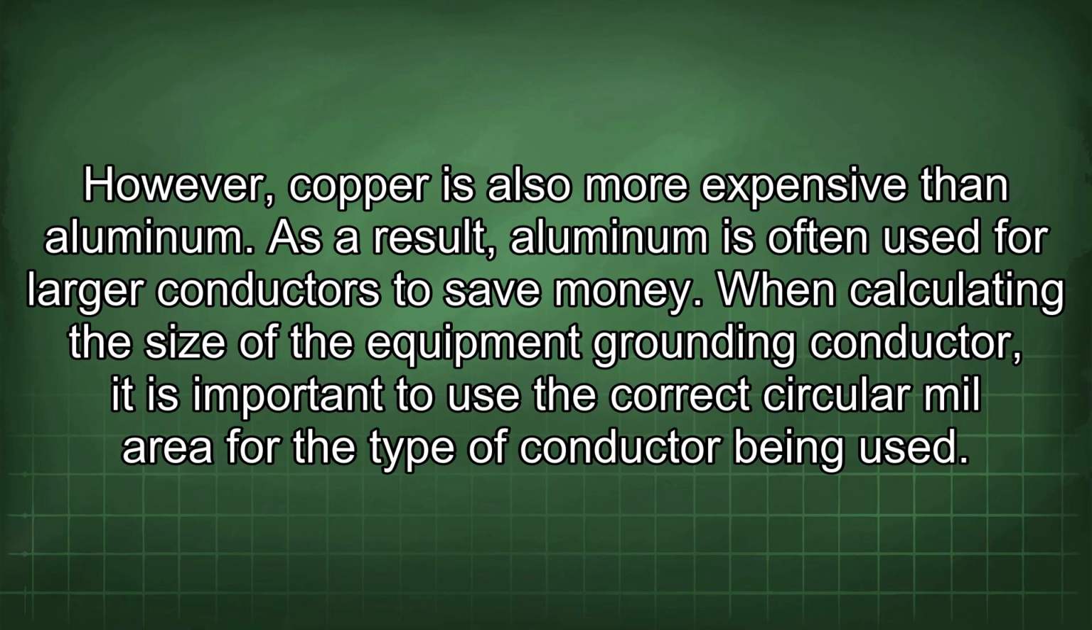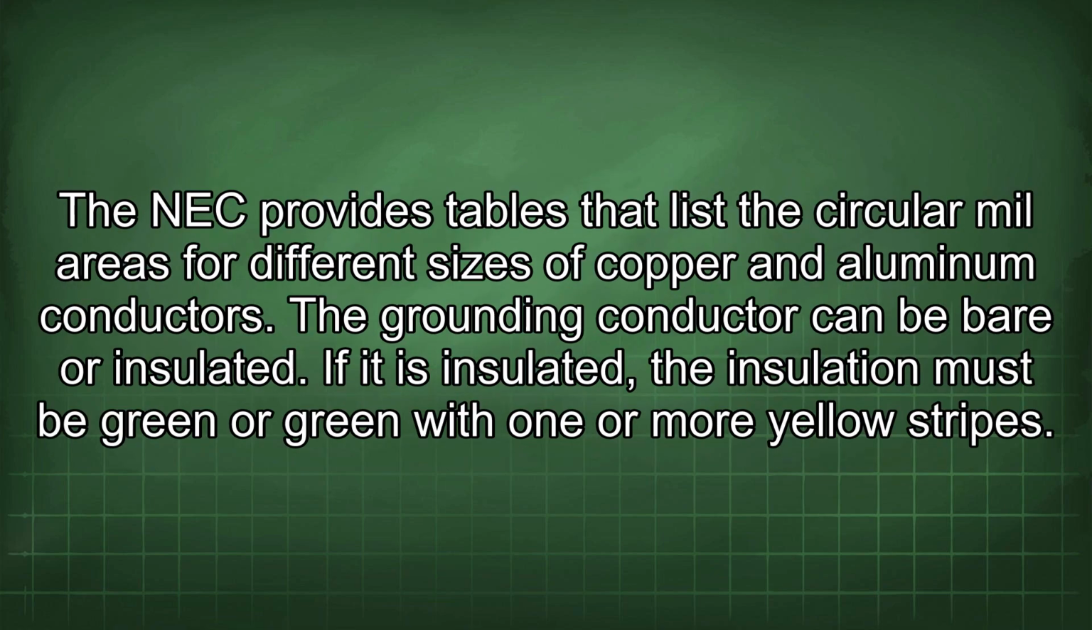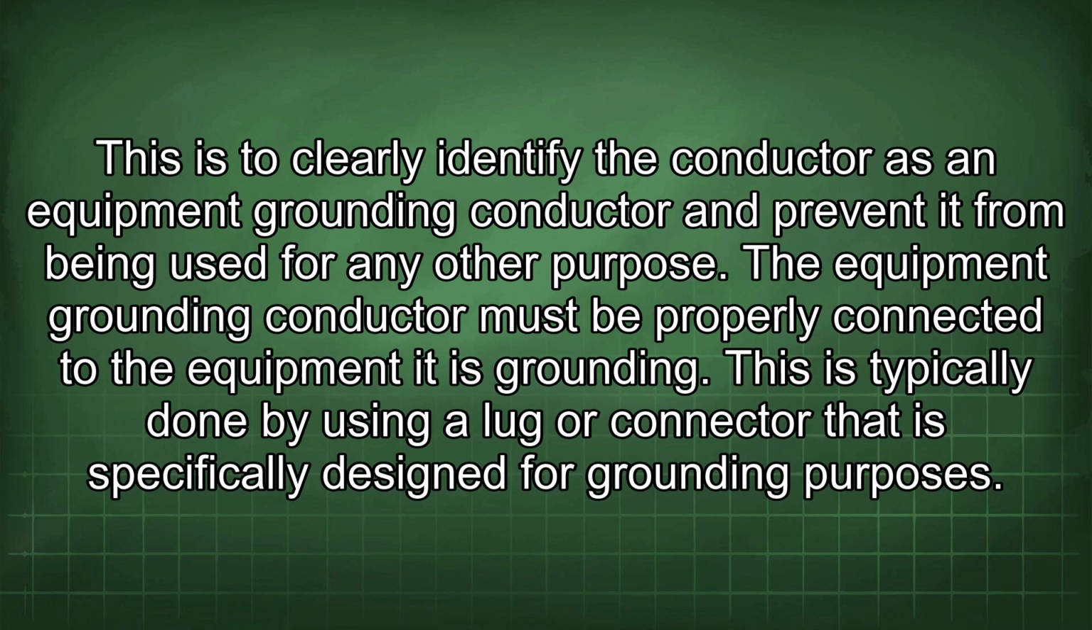When calculating the size of the equipment grounding conductor, it is important to use the correct circular mill area for the type of conductor being used. The NEC provides tables that list the circular mill areas for different sizes of copper and aluminum conductors. The grounding conductor can be bare or insulated. If it is insulated, the insulation must be green or green with one or more yellow stripes. This is to clearly identify the conductor as an equipment grounding conductor and prevent it from being used for any other purpose.